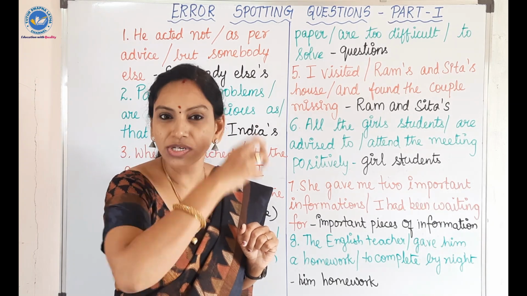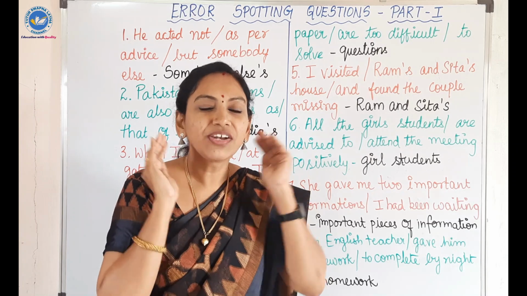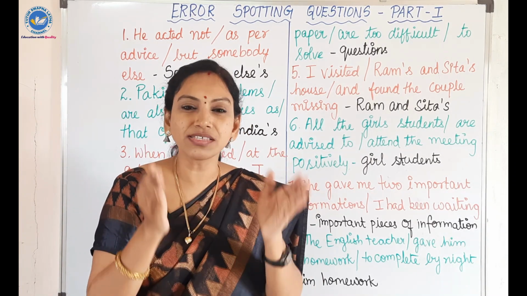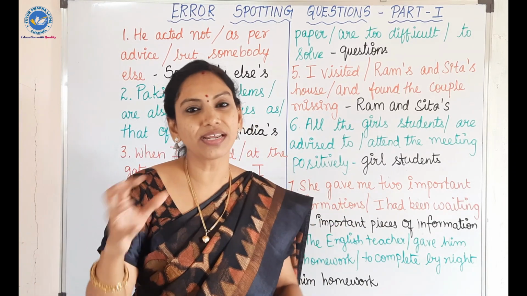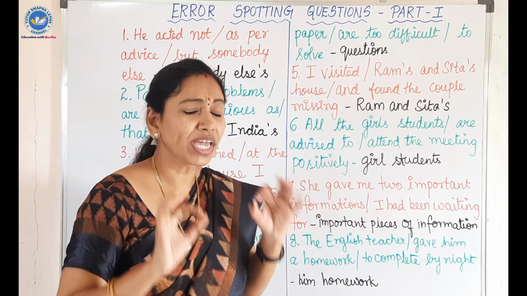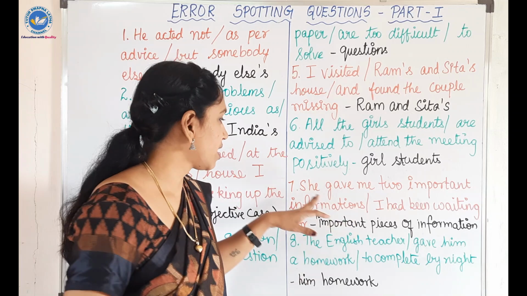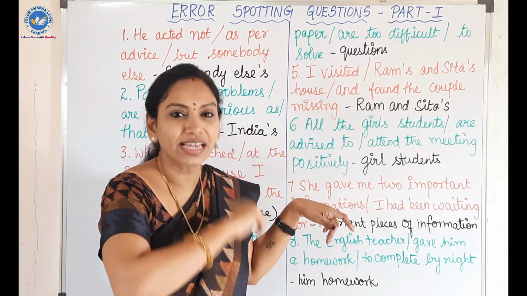Information is an uncountable noun. Can you count how many number of information you got? Information is an uncountable noun. You can't count it. In case of an uncountable noun, you cannot separate it as singular and plural. Informations is absolutely a wrong word. So she gave me two important informations is the mistake given.